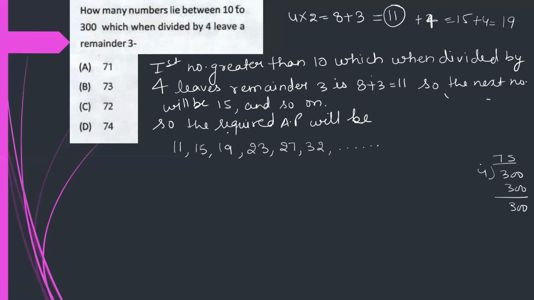So we can't take 300 because we need the value between 10 and 300, which means 10 and 300 are not included. So what comes before 300 which is divisible by 4? It's 296. We add 3 to 296, we get 299. So the last value will be 299. So your a is equal to 11, your d is 4, and your an is 299.